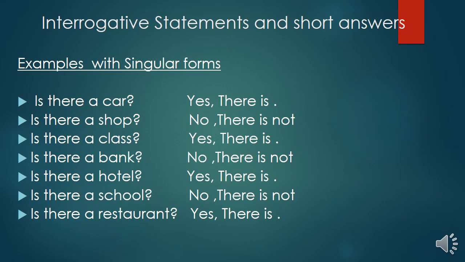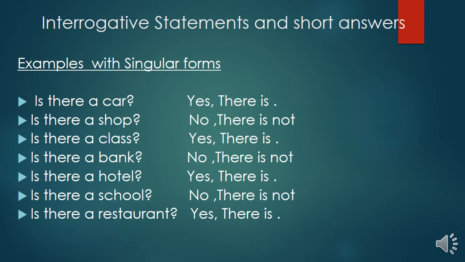Interrogative statements and short answers, examples with singular forms. Is there a car? Yes, there is. Is there a shop? No, there is not. Is there a class? Yes, there is. Is there a bank?